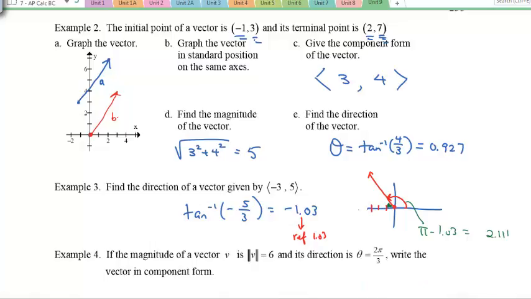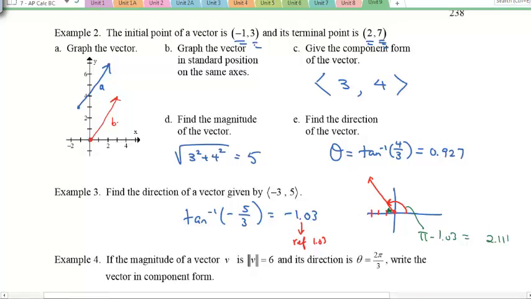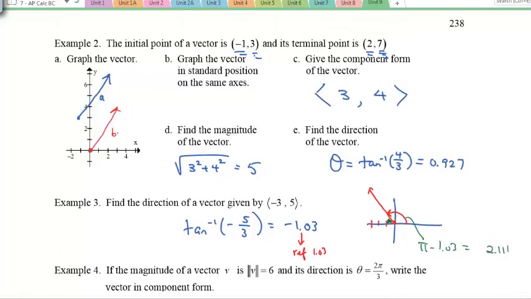Now, just to go back a bit, I forgot to mention in example number 2 that these two vectors A and B are equivalent, yes, because they both have the same magnitude and same direction, and they both have the same component form. But B actually has a special name. Because it starts at the origin, we sometimes give this the name position vector. You might see that in a textbook or university courses later on. Just want to let you know that.